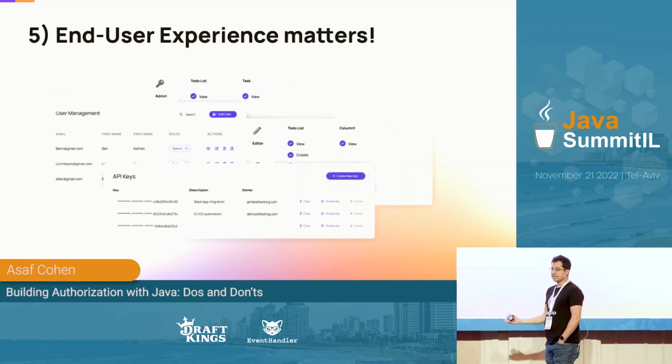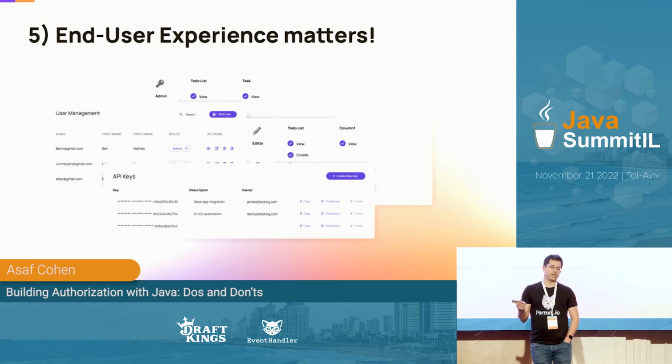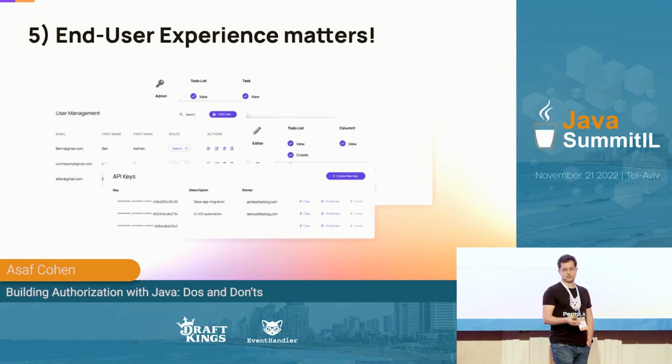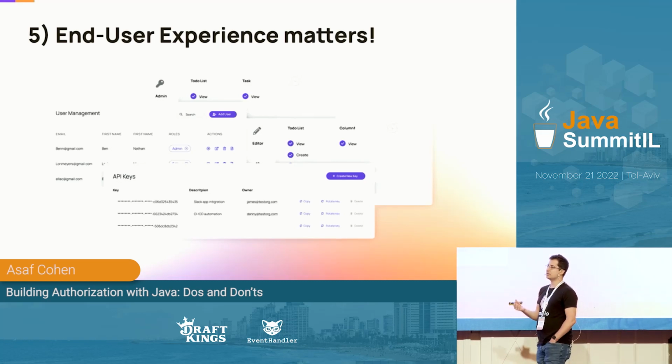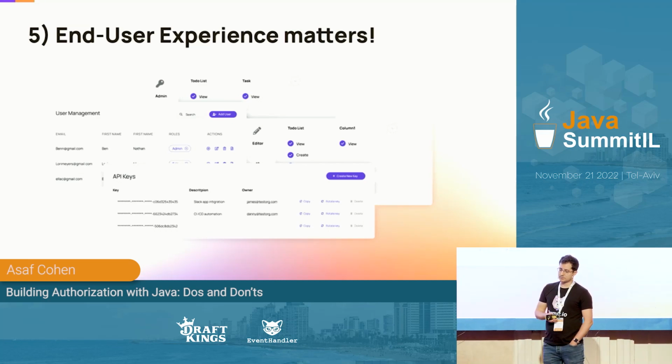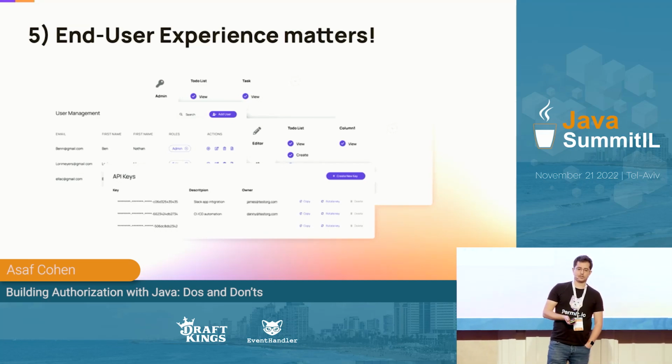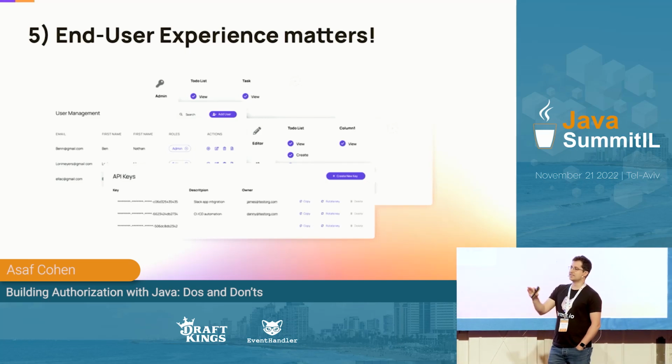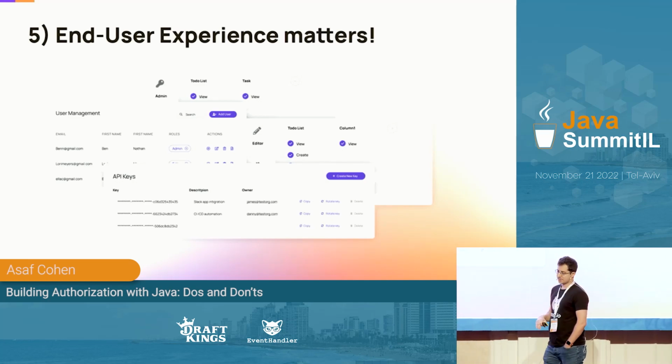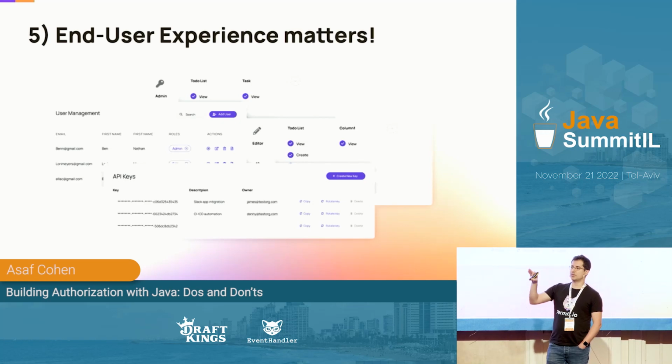Finally, end user experiences matter. So you want to build UIs as well. So a user management screen, an API key management screen. This is also something that you need to think about when you're building your solution. Otherwise you'll get a lot of requests for R&D to have these features, because authorization features are product features, and it's something that is required to sell your product and to have good experiences for your users. So this shouldn't be an afterthought. This should be thought about when you first set out to do your project.